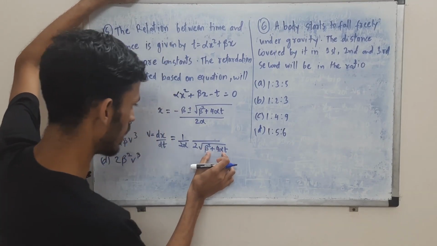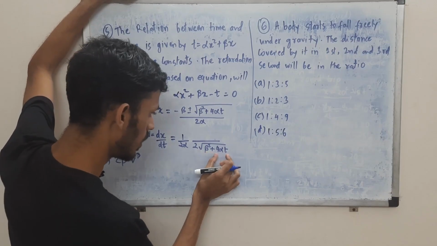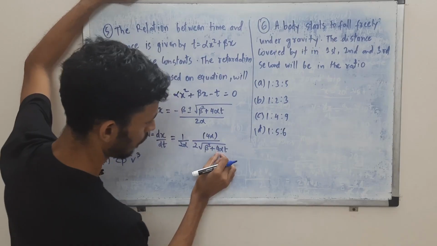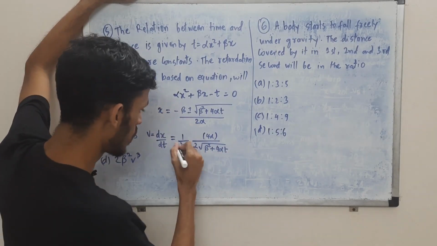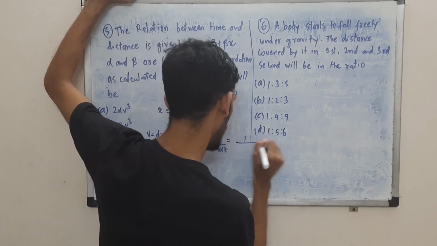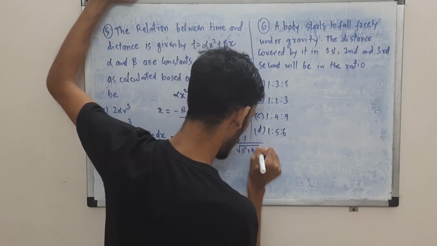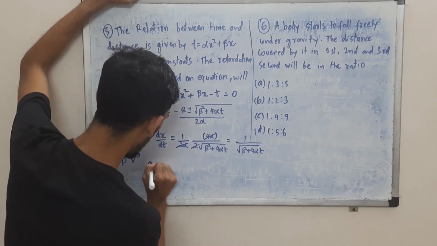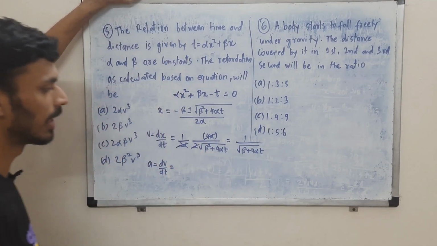Now again differentiate this, chain rule, right? So beta square is constant, differentiate this with respect to t, so 4 alpha t differentiated with respect to t is 4 alpha. So 2 alpha and this 4 alpha get cancelled, right? So we are left with 1 upon root of beta square plus 4 alpha t. This is our velocity. Okay, again differentiate it to get to acceleration. Okay, you can see that now we are getting that negative sign.